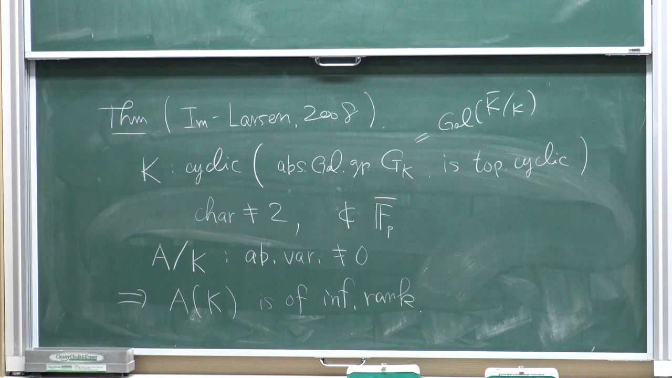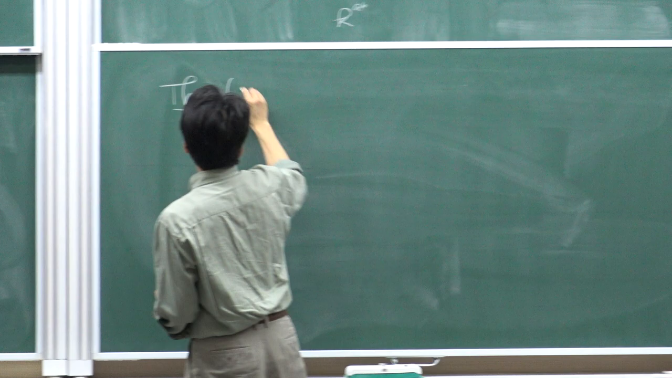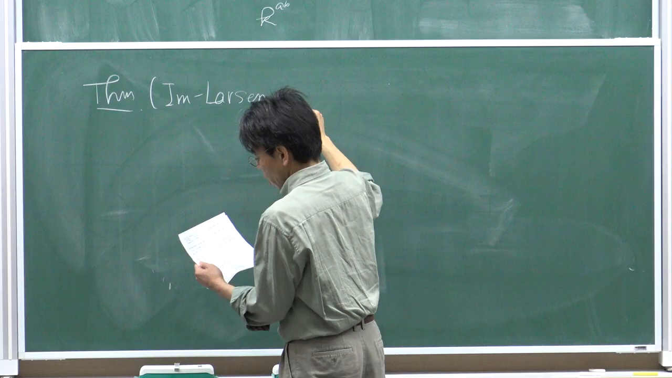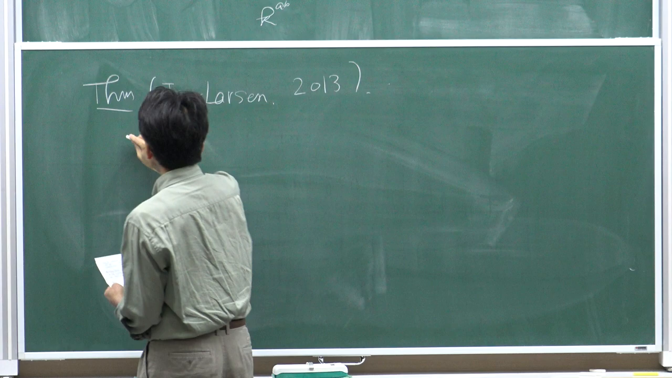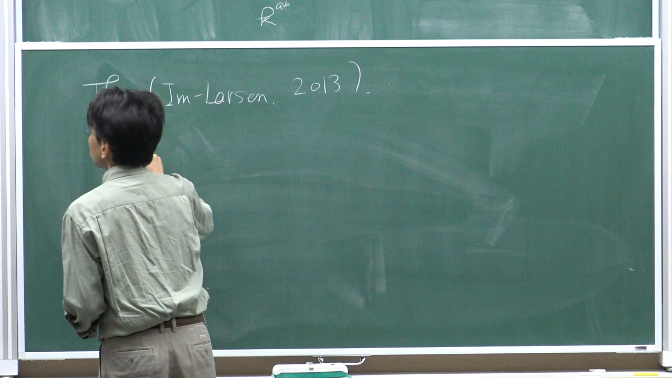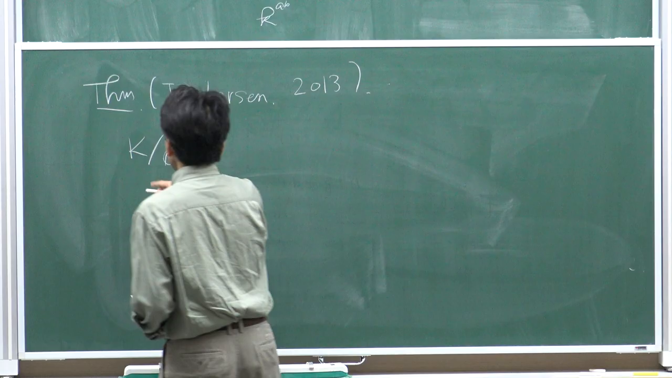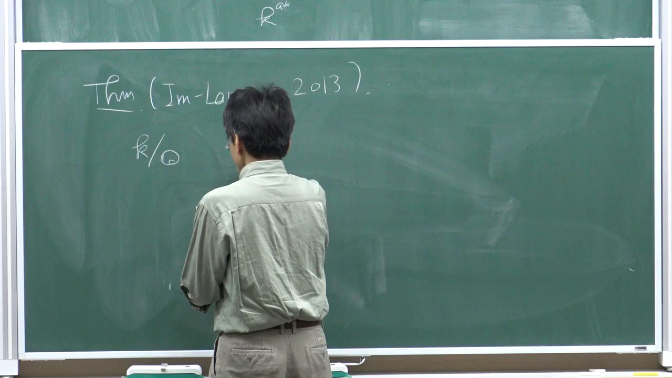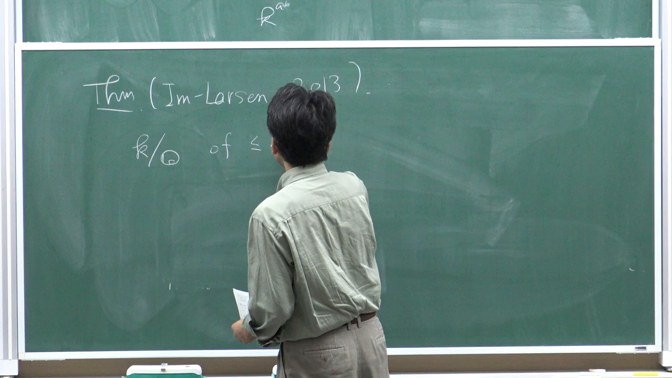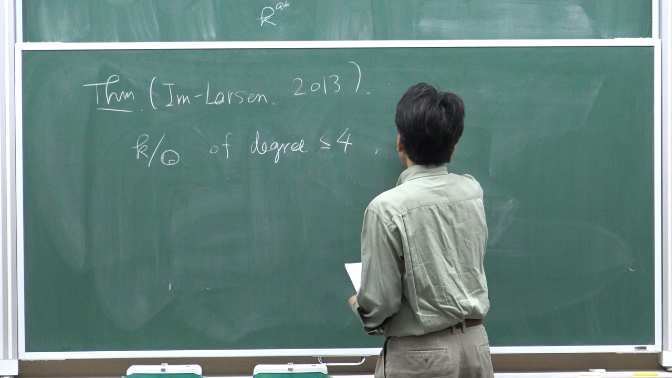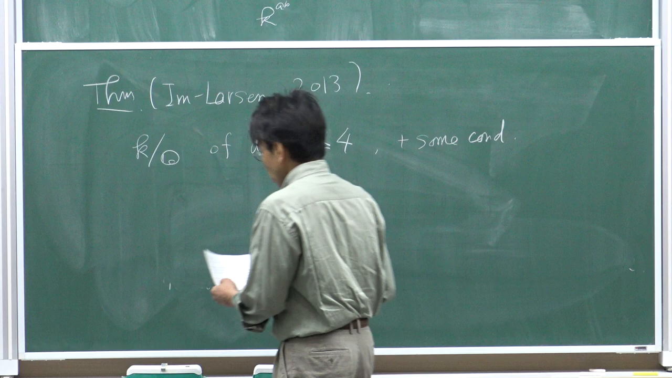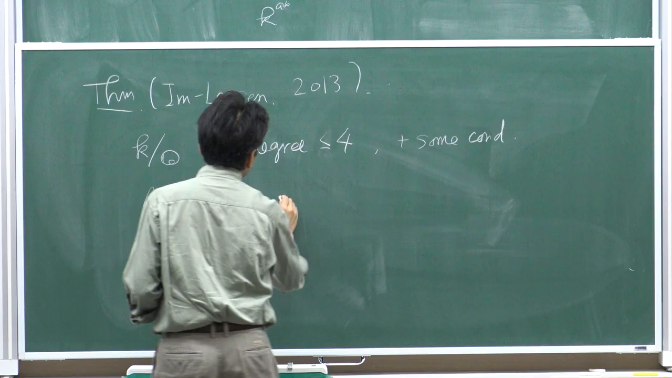Another one. This is again due to joint work by Ichikawa, Heckels and Lassen. All these are over the rational number field, but here the base field, maybe I should write a small k, is of degree at most 4 plus some condition. And A is an elliptic curve.